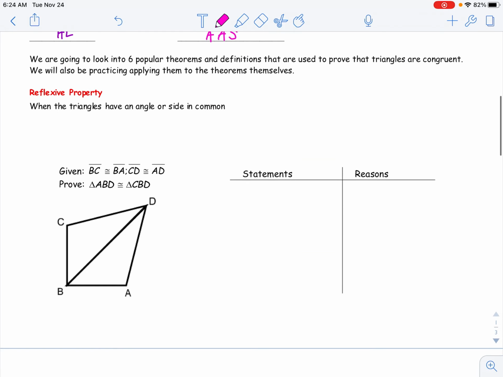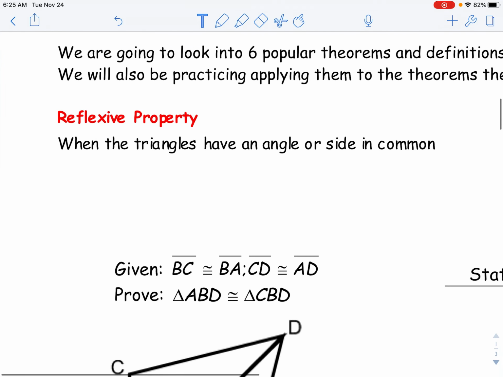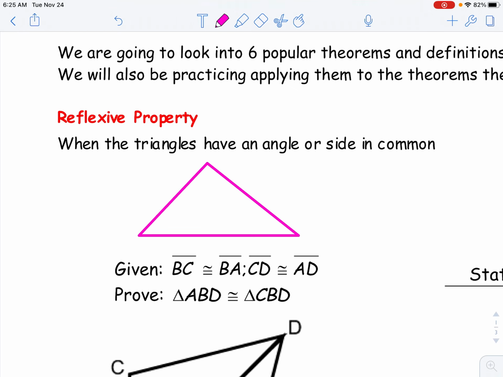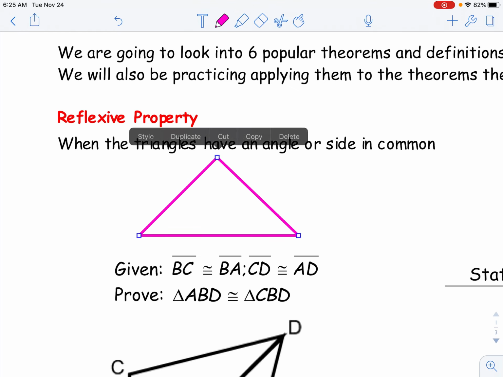Over the next few days, we're going to look at 6 popular theorems and definitions that are commonly used to prove that triangles are congruent. We'll also be practicing applying these theorems themselves. So reflexive property, that's when triangles have an angle or side in common. So we're just going to draw some example stuff. We'll literally just draw this example we saw.